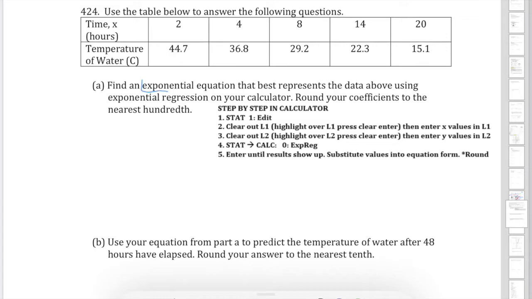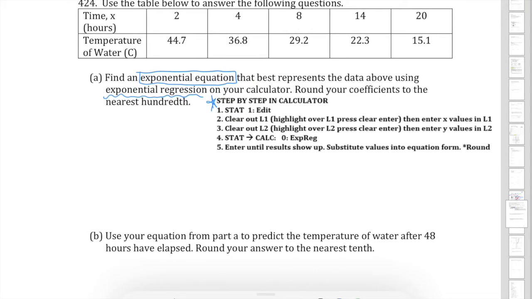Okay, and it says use the table below to answer the following questions. So part A says find an exponential equation. That right there tells me I need to use exponential regression. But I read further, it says that best represents the data above using exponential regression. So it tells you in the problem to use it, and it provides the step-by-step. So you'll always know when this applies. And then we'll round to the nearest hundredth once we get there.